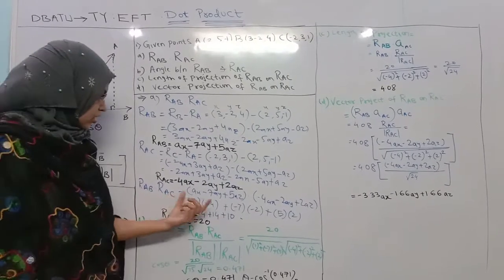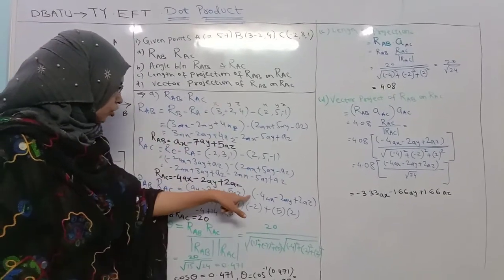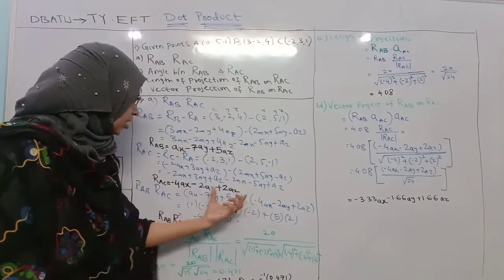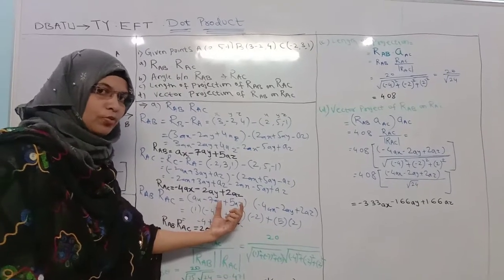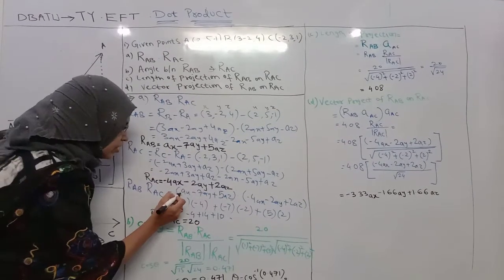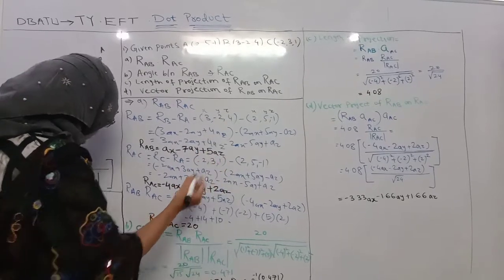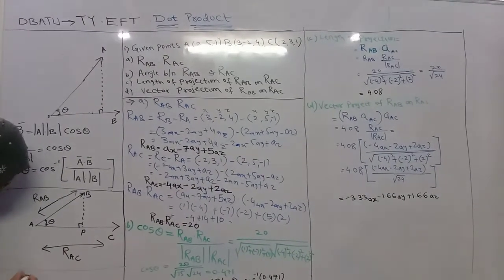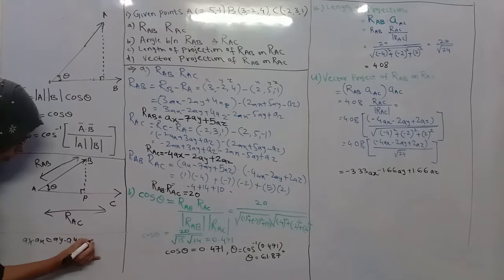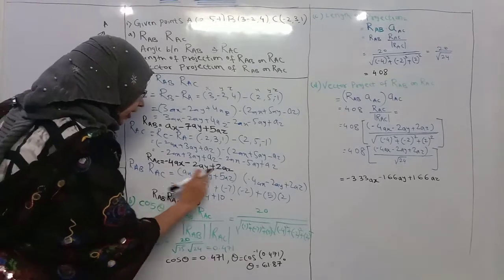RAB dot RAC. Now what is RAB? ax minus 7ay plus 5az, dot minus 4ax minus 2ay plus 2az written here. So in these two brackets, the dot product is going on. Always remember, here nothing means 1, so 1 is multiplying with x. We know very well in the dot product, ax dot ax equals ay dot ay equals az dot az will become 1. So ax will become 1.